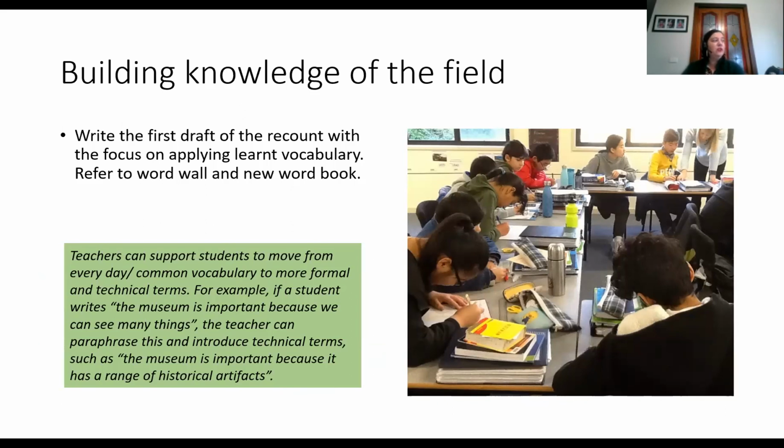If the students wrote, the museum is important because we can see many things, then the teacher will paraphrase by saying, the museum is important because it has a range of historical artifacts. And we had the word wall around us, and the books that they were using and writing the new vocab.